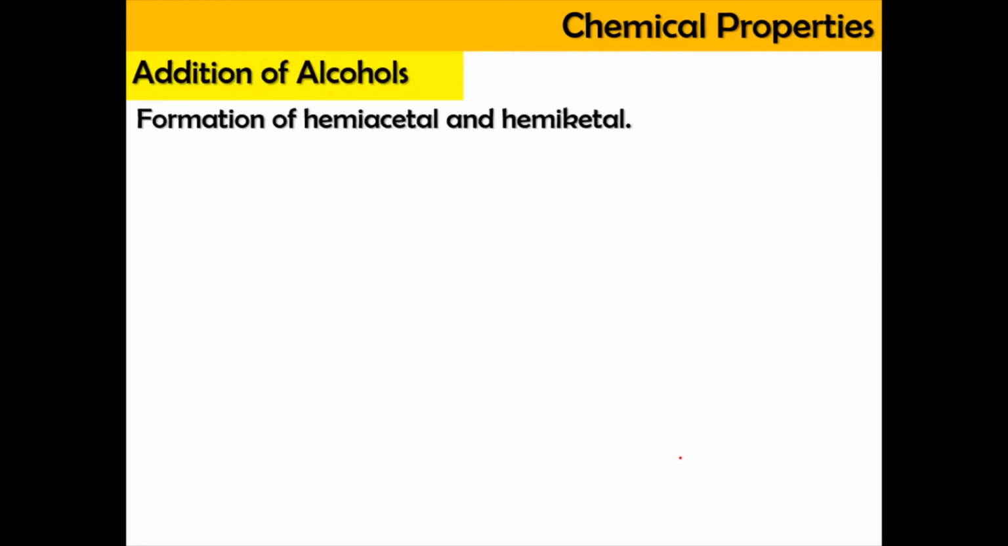Now we're going to do the reaction of the carbonyl group, let's say an aldehyde or ketone, but now we're going to add alcohol. Just now we added water, right? Now we're going to add alcohol. When we add alcohol, they're going to form a hemiacetal or hemiketal. If we proceed, we're going to produce an acetal, and then ketal. So let us look at them one by one.